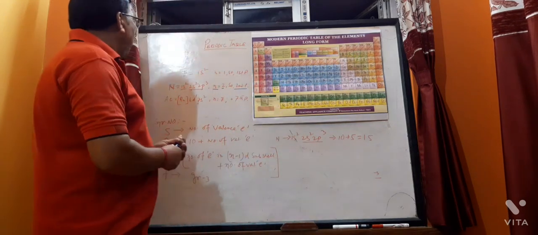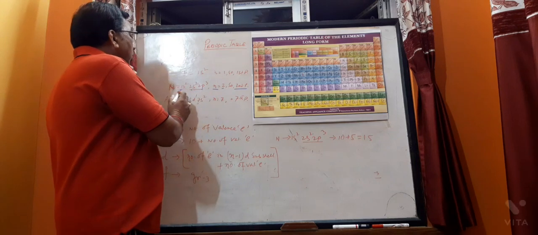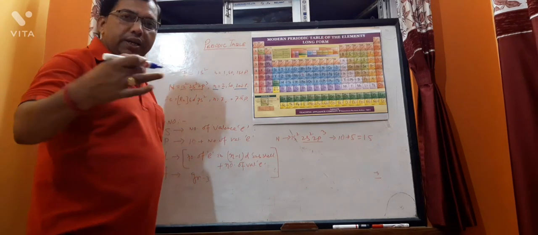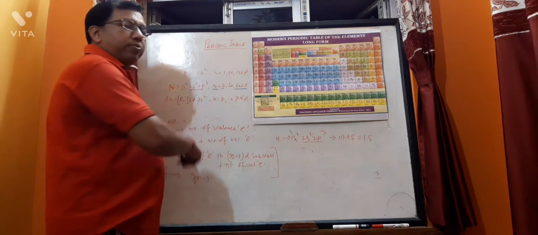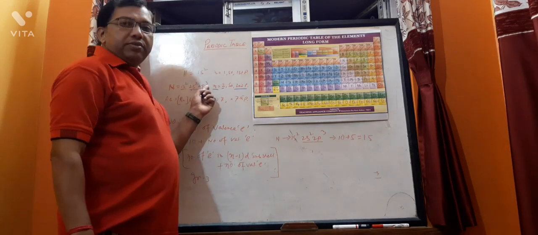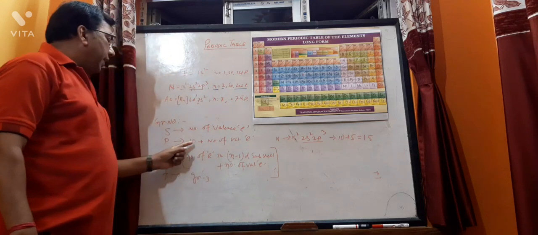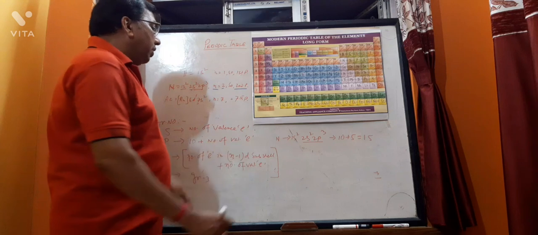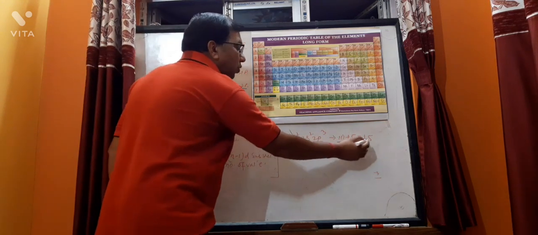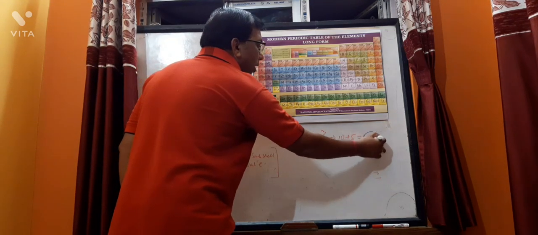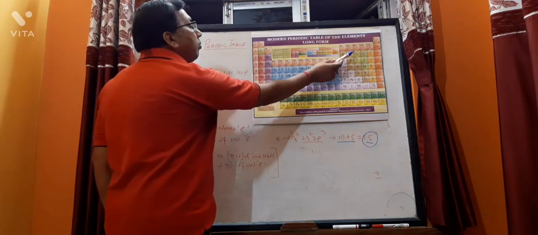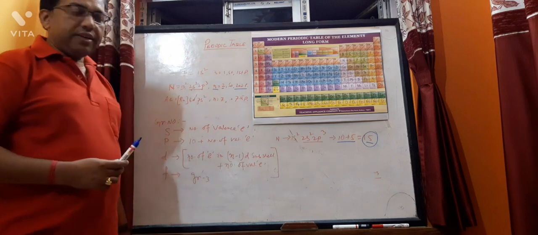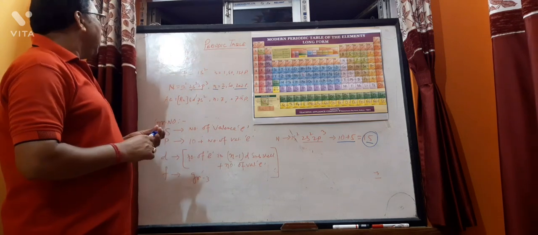How? Nitrogen is 1s2, 2s2, 2p3. So what is the number of valence electrons? 5. What is the formula? 10 plus the number of valence electrons. 10 plus valence electrons 5, that is 10 plus 5 equals 15. It is the group number. Nitrogen is group number 15, period 2. Clear?